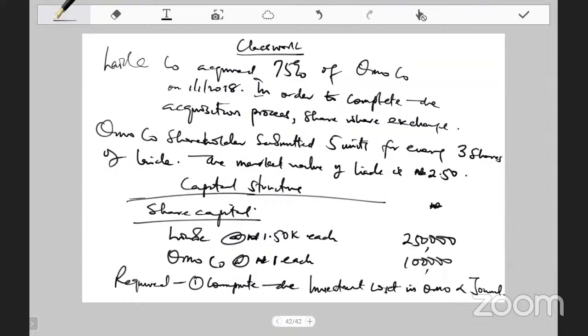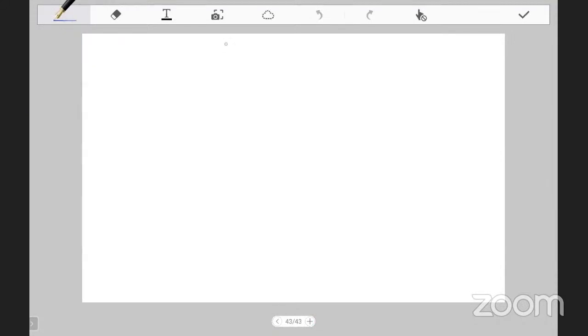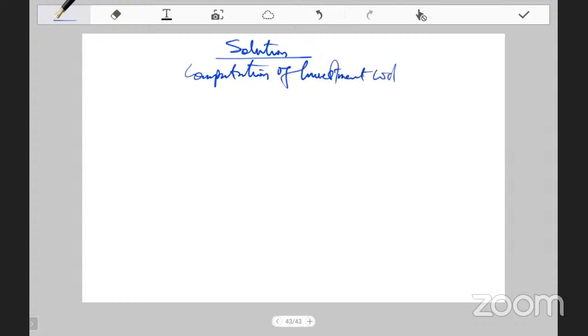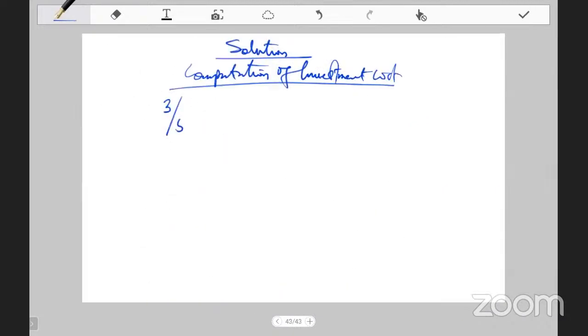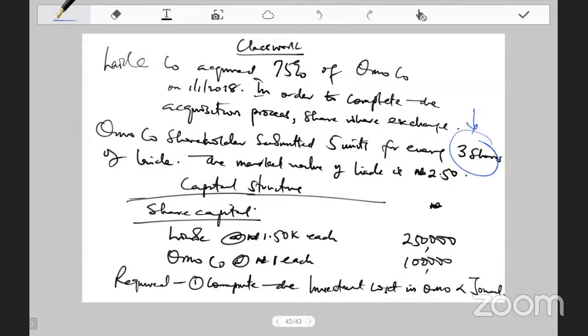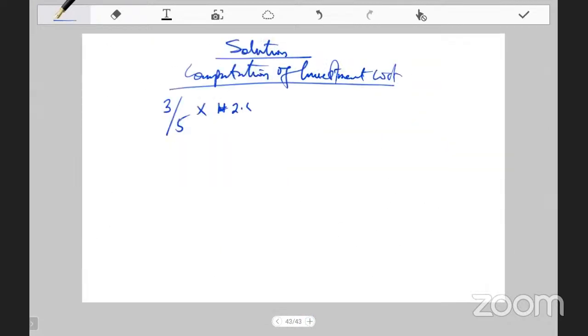Okay, I think I've done enough. So let's look at the solution. The first thing the examiner asks us to do is the computation of the investment cost. To get the investment cost, how many units of shares is the parent offering? The parent is offering 3 units of shares. So he is saying for every 3, he's going to collect 5. Next, his own issue price is 2 naira 50 kobo.